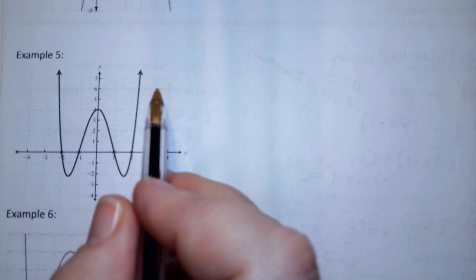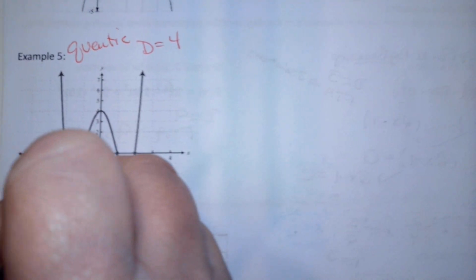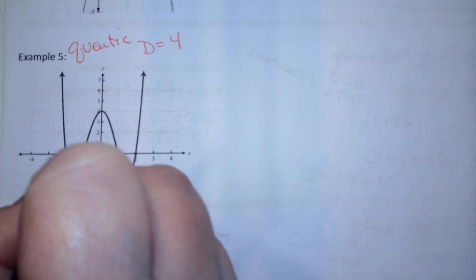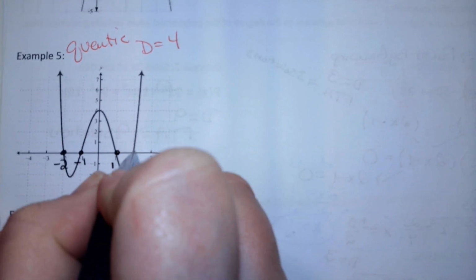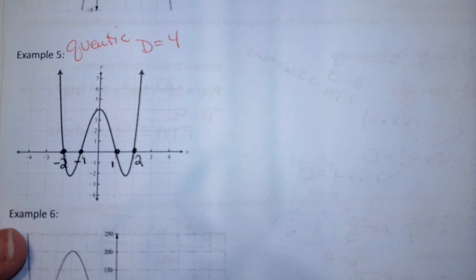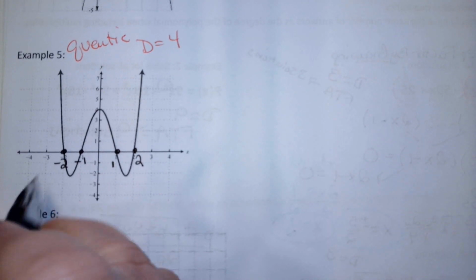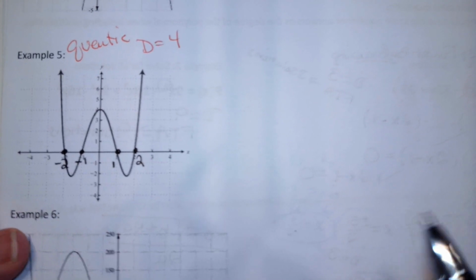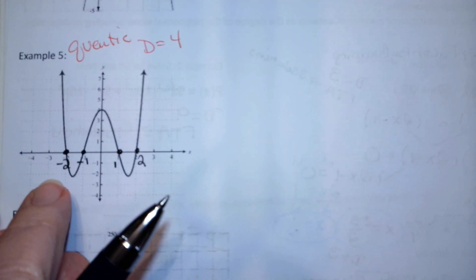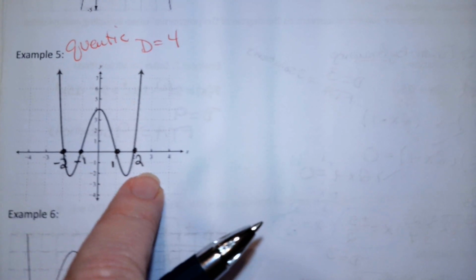All right, in example 5, we have that W shape. And remember that W shape is a quartic. Since it's a quartic, that means that we have a degree of 4, so we should have 4 solutions. All right, so I see a -2, I see a -1, I see a 1, and I see a 2. Since these are x-intercepts and they're whole numbers, I already know what the solutions are going to be. The solutions would be -2, -1, 1, 2, but we want to write the equation. So we're going to put it in factor form.